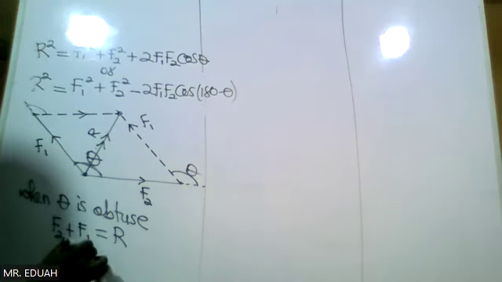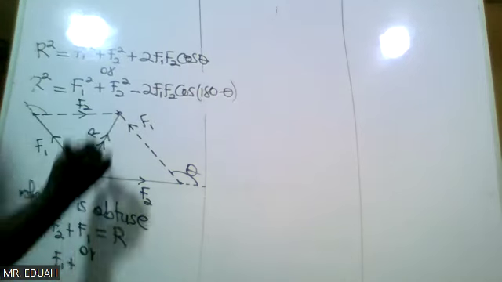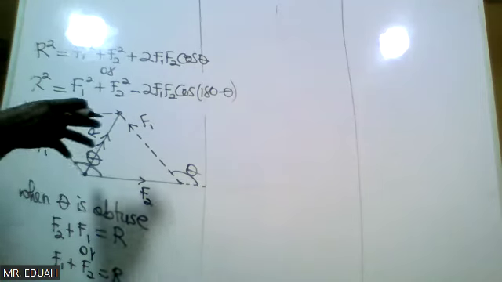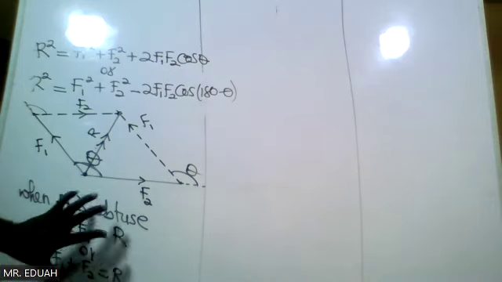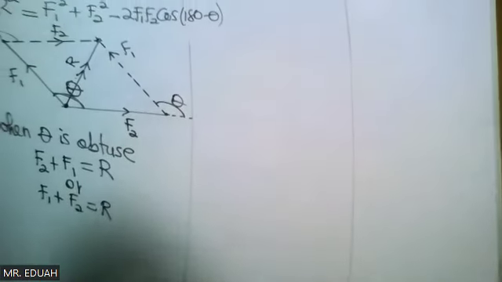Or when you look at it up here, F1 plus F2 is equal to R. So you have resolved the two forces as a parallelogram. And by this, they obey the triangle law of vectors. By this, the parallelogram obeys the triangle law of vector addition.